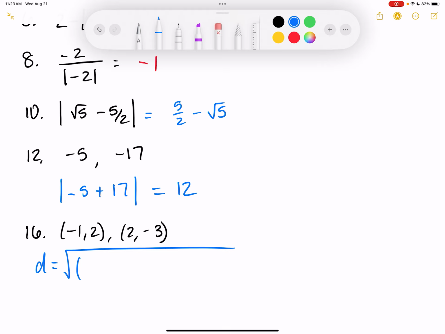So it's the square root of, in parentheses, 2 plus 1 squared. Okay, so you're doing x first. Good job, Maya. Because it's minus a negative, that's why it's plus. Plus 1 squared, plus, in parentheses, negative 3 minus 2 squared.